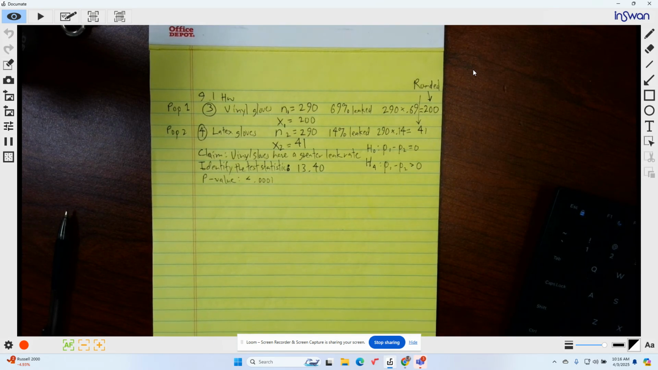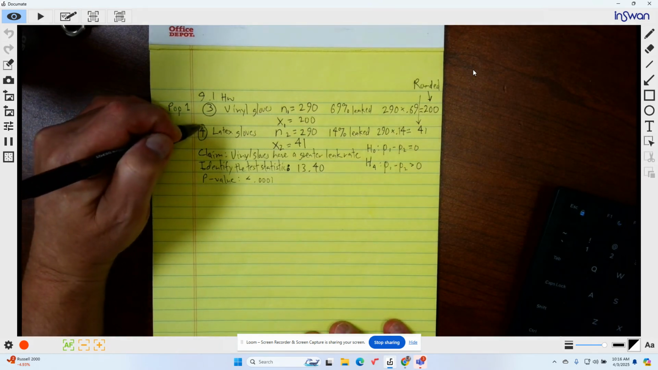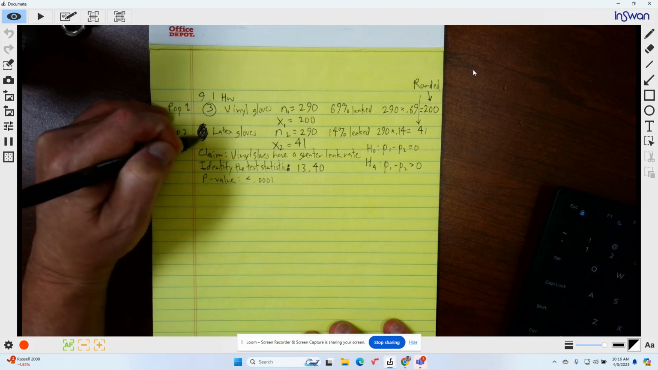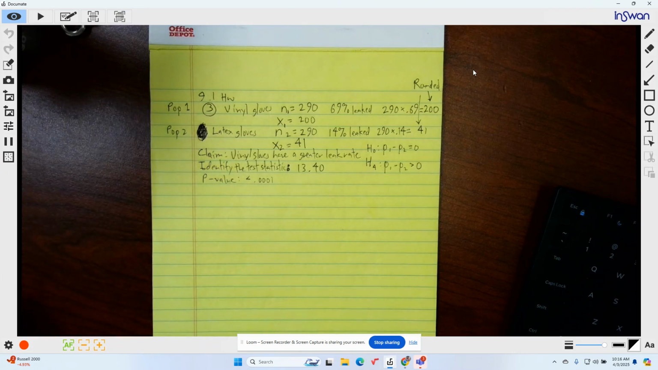So I wrote, this is 9.1 homework. Sorry, this is a mistake right here. I'm not sure why I wrote 4 right there. This is 9.1 homework, problem 3. So the vinyl gloves are 290, 69% of those leaked. So we multiplied 290 by 0.69, and then we round it and we get 200 out of 290.